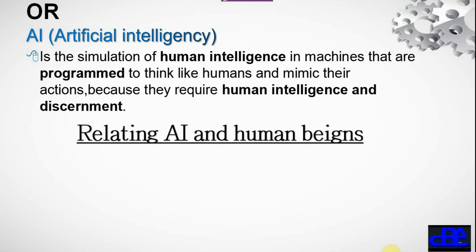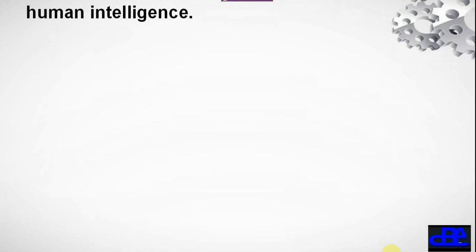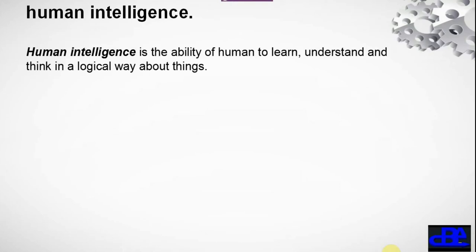When we talk about relating AI and human beings, by the definition we talk about some keywords. I listed them here, and I bolded two: number 1, human intelligence, and number 2, the program. And what exactly is human intelligence? Human intelligence is the ability of humans to learn, understand, and think in a logical way about things.